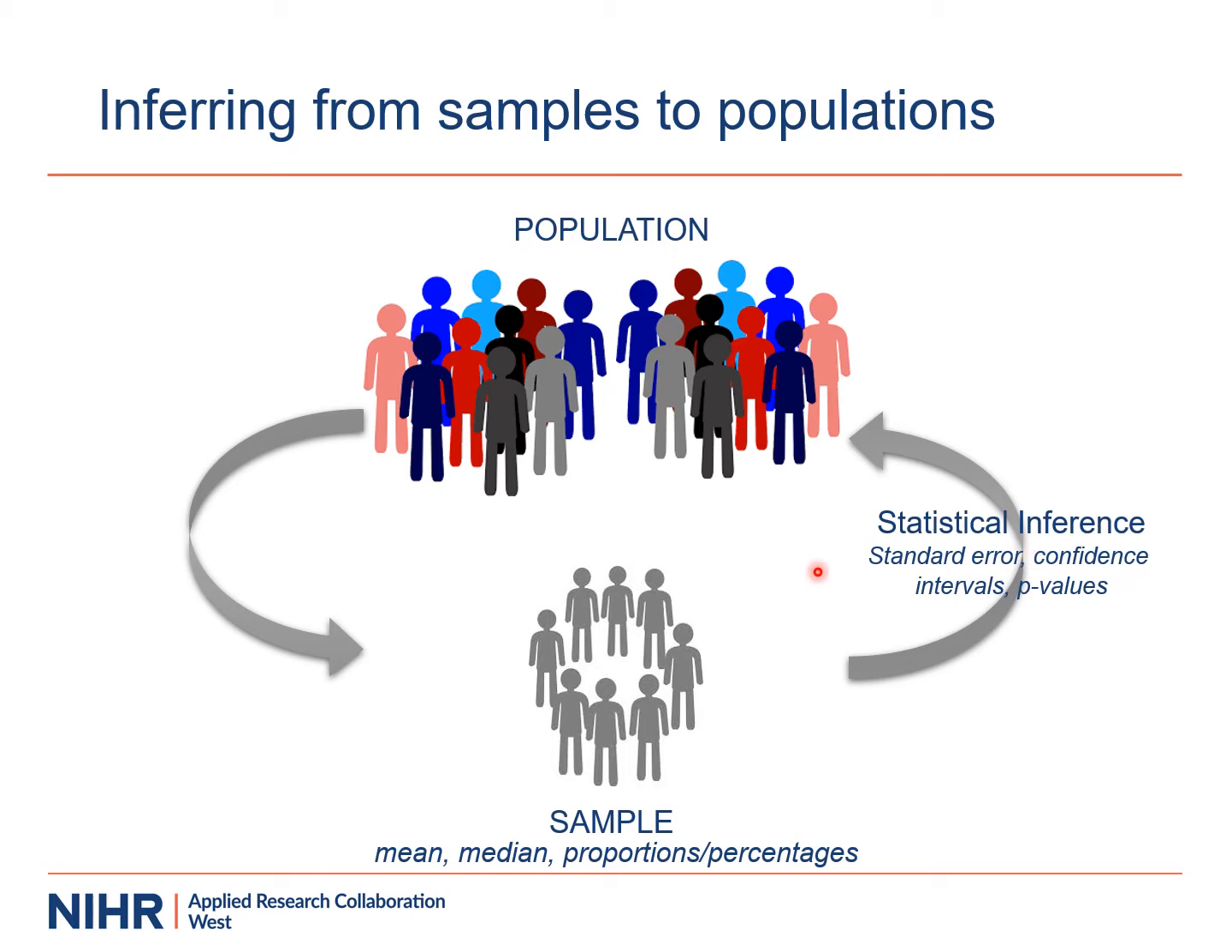So to do this, you will use standard error, confidence intervals, and p-values, because they tell you how likely is it that what I see is a true effect. How likely is it to see something by chance, and how likely is it that it is a true effect.